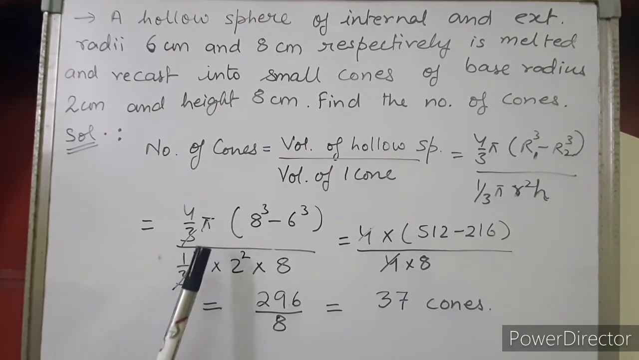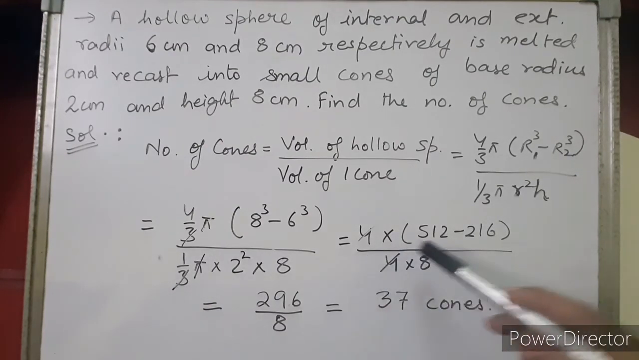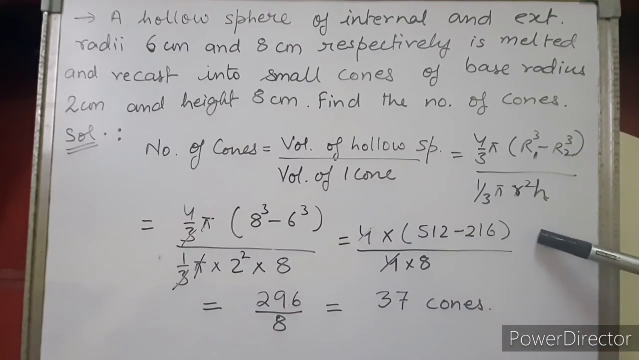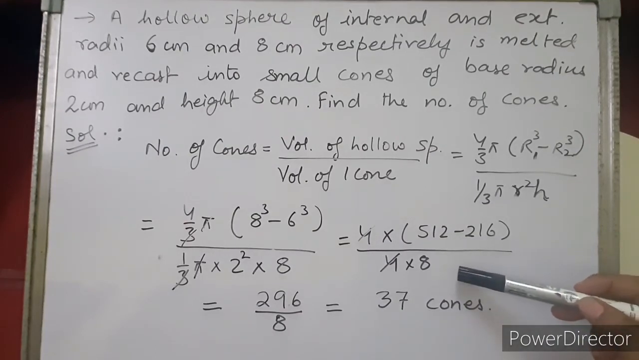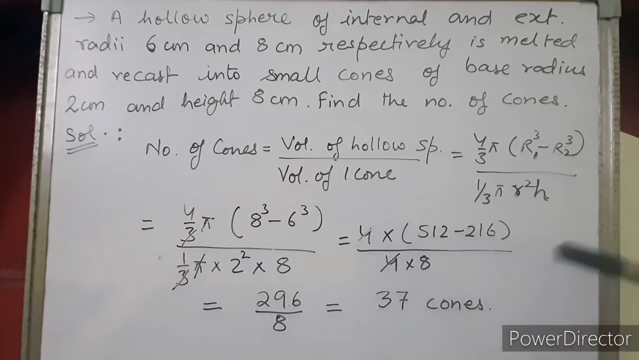So this pi and pi will get cancelled, this 3 and 3 will get cancelled. So what we'll get in the numerator is 4 into 8 cube, which is 512, minus 6 cube, which is 216, upon 2 to the 4 into 8. This 4 and 4 again will get cancelled. So 512 minus 216 is 296, upon 8. On dividing we'll get 37. That means 37 such cones will be obtained after melting a hollow sphere. Alright children, note down the solution please.